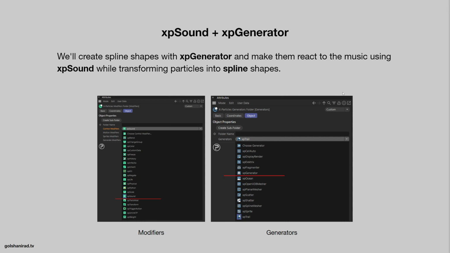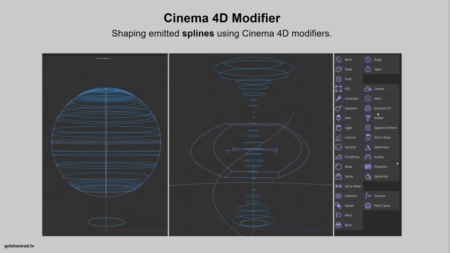But for this tutorial, we will use xpSound and xpGenerators in xParticles. In generators, here xpGenerator, and in X-Particle Modifier, Control Modifier, xpSound. We will use xpGenerator to create and generate spline shapes, and also we will use C4D Modifiers to shape our emitted splines.